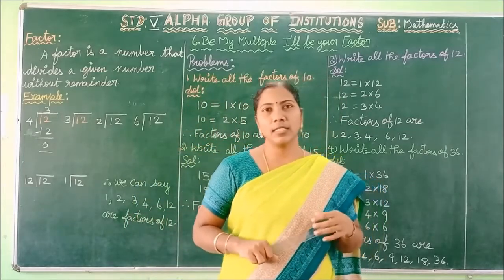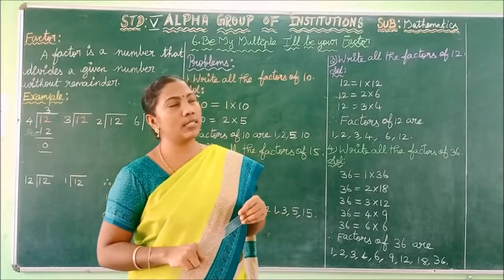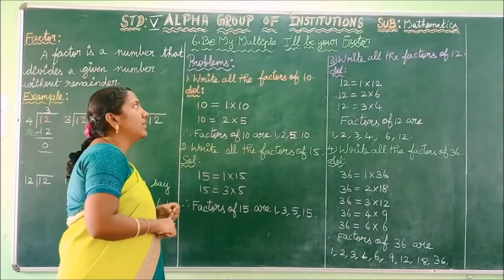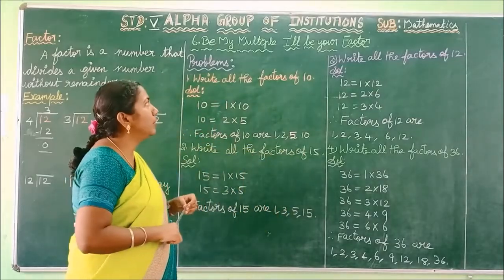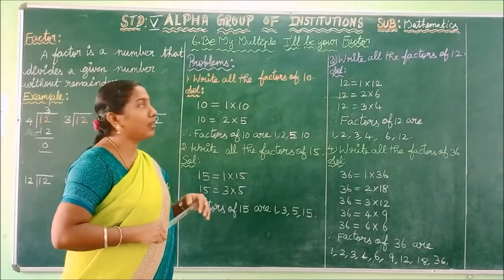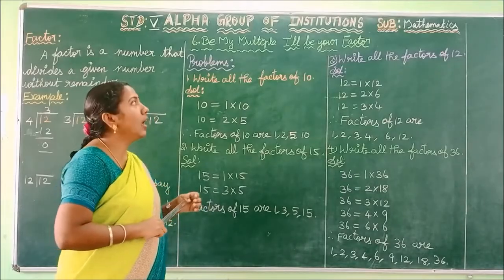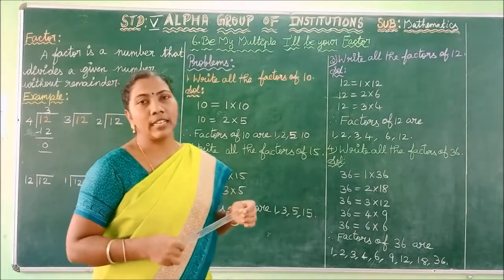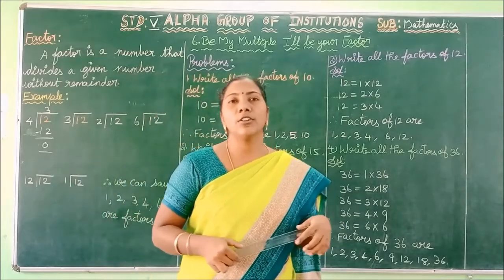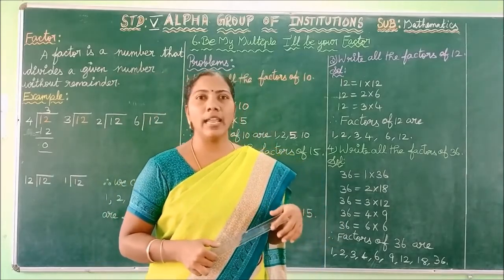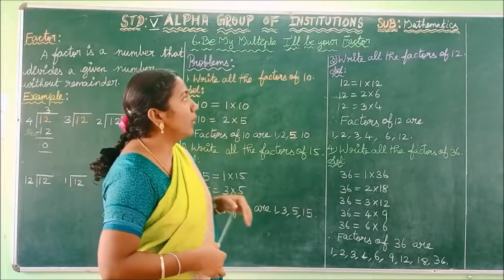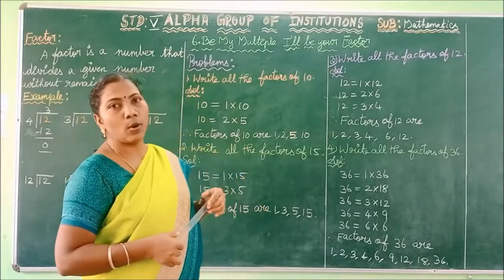Which chapter are we discussing? We are discussing chapter 6, and the name of the chapter is "Be my multiple, I will be your factor." In the last section, we discussed multiples elaborately. Now, in today's class, we are going to discuss factors.